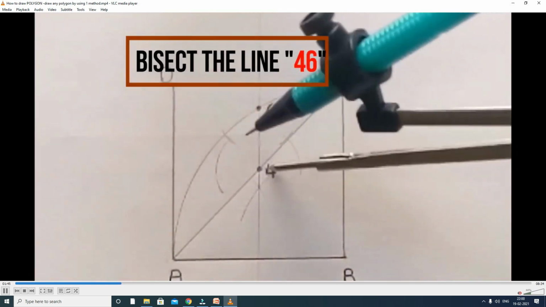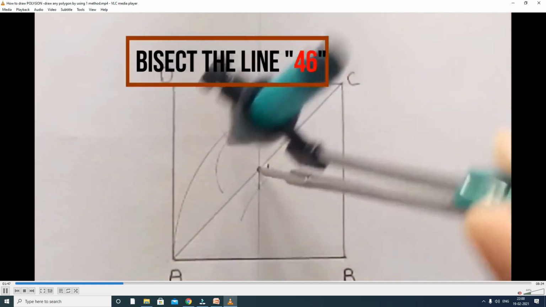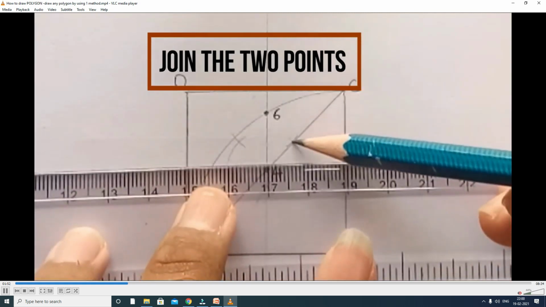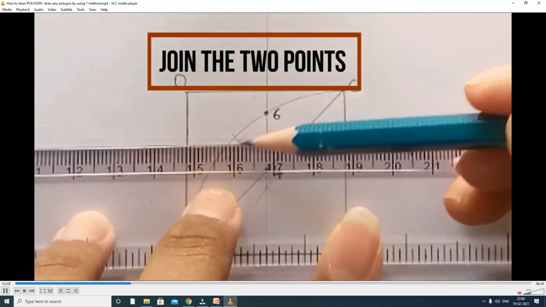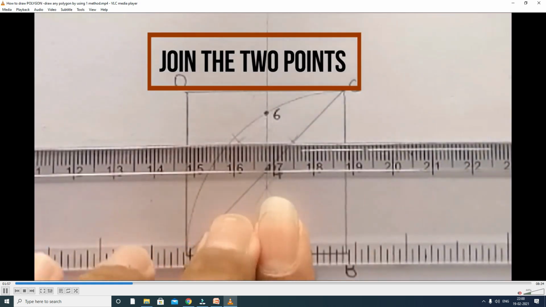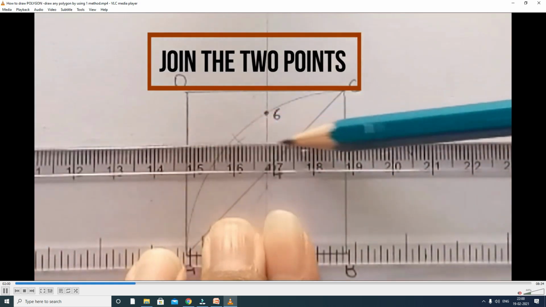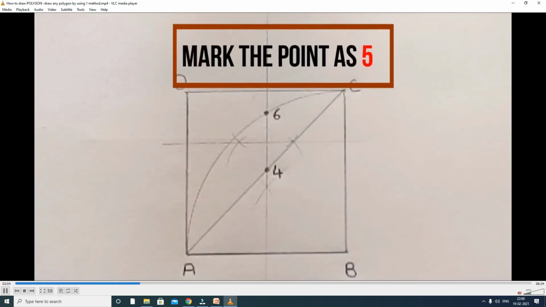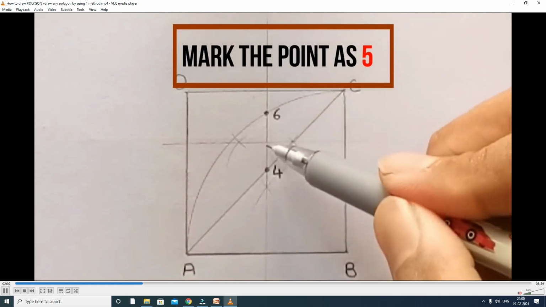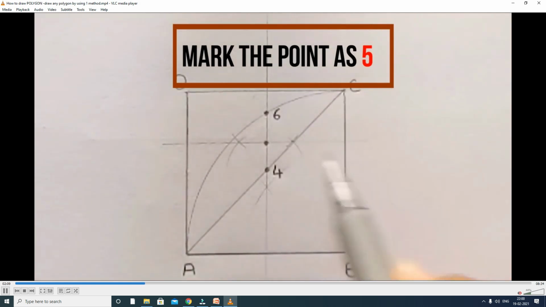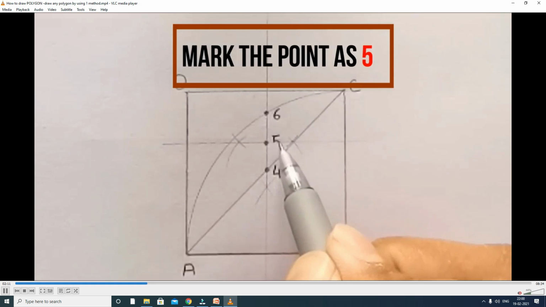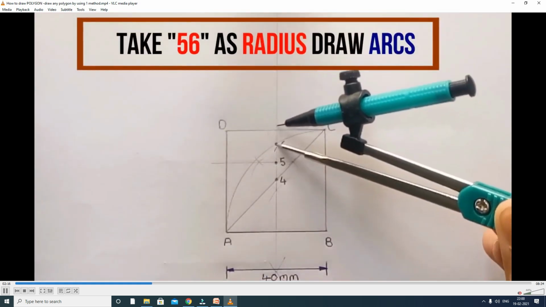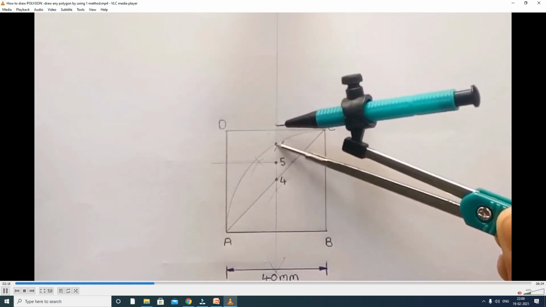Whatever the distance is between 4 and 6, the same way we bisected A to B, here also we bisect the 4 to 6 distance. Then 4 is the center, and we draw arcs left and right, and 6 is the center, we intersect those arcs. Then we join one horizontal line, and the point where it intersects is called 5.